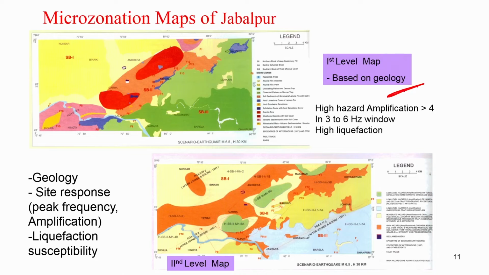Then they updated this map. Okay, where the geology was improved by taking into account the soil data, where the site response study was carried out, amplification estimated, and liquefaction estimated. So all these factors together they put together and revised the map. This map they call the second level microzonation map. You can see now the red pattern and the color change. Okay, so you can see how the zonation pattern changed.